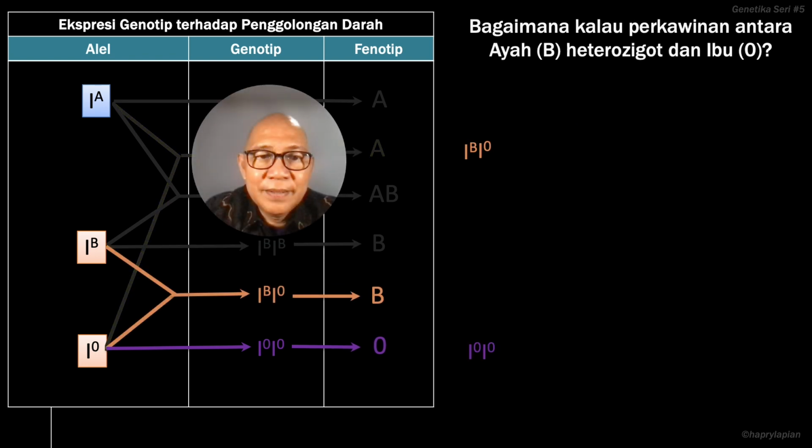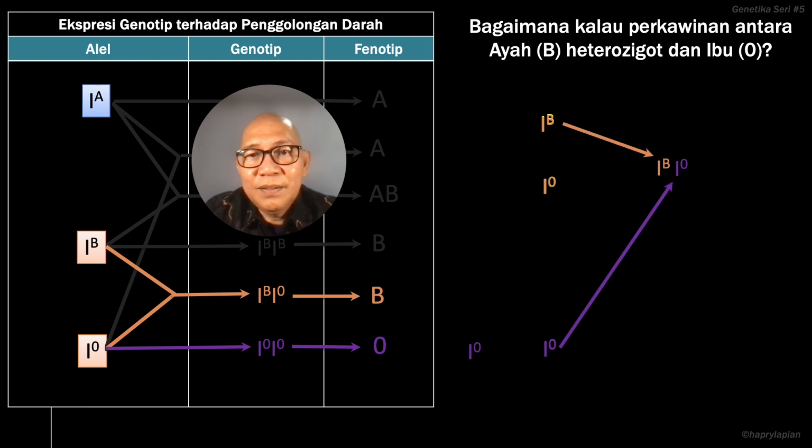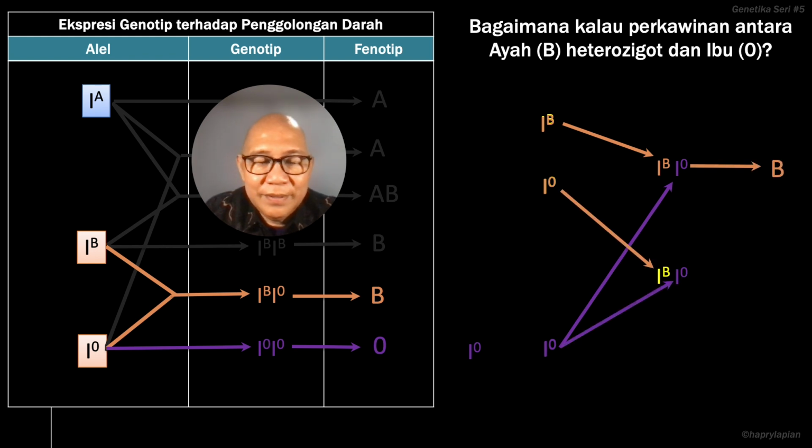In the second question, almost the same as the first question, the difference is that the father's blood type B is heterozygous, which will produce all children with blood type B, because B is dominant over O. So it is impossible for children to have blood type O, 100% B.